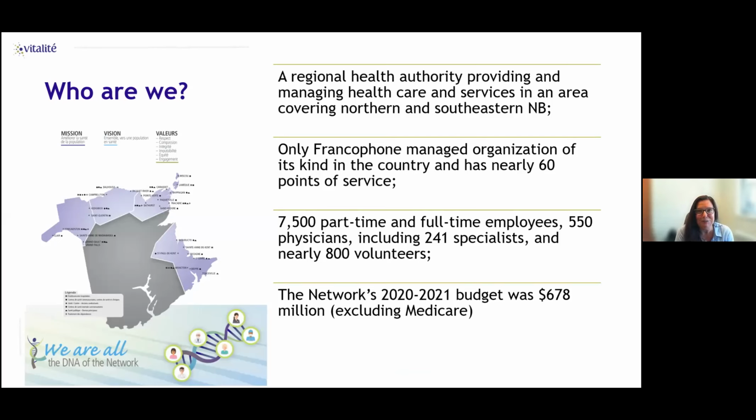What is Vitalité? We're one of 2 regional health authorities in New Brunswick that provide and manage care and services in an area that covers northern and southeastern New Brunswick. We're unique in the sense that we're the only francophone managed organization of this kind, and we have over 60 points of services, 7,500 part-time and full-time employees, 550 physicians, including 241 specialists, volunteers, and a pretty significant operating budget. So you can imagine the complexity of this network organization that we are attempting to run in the service of our population.